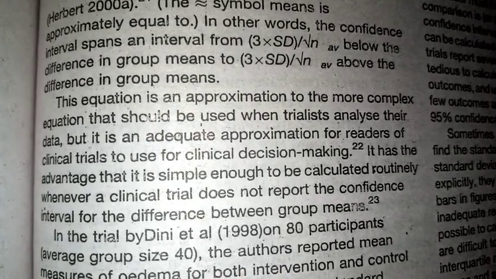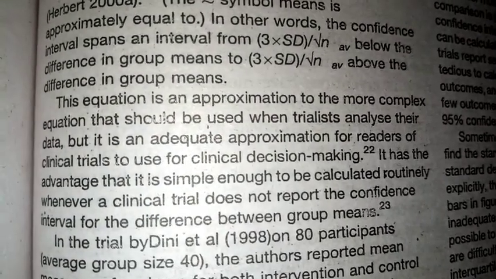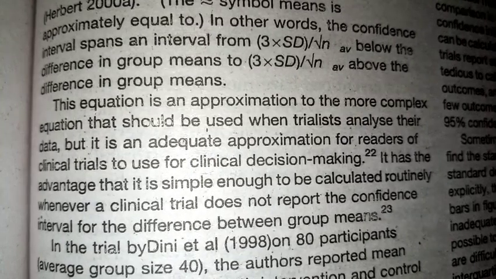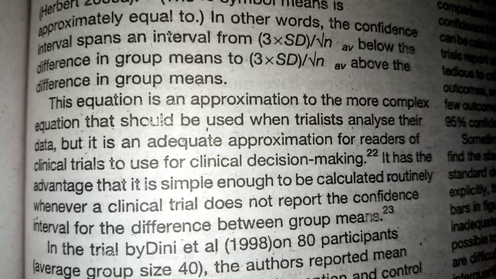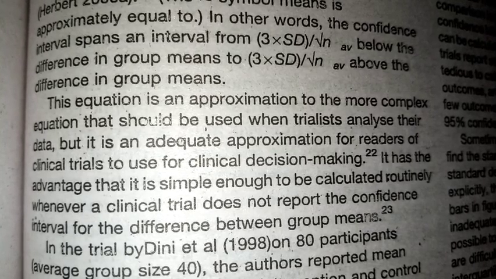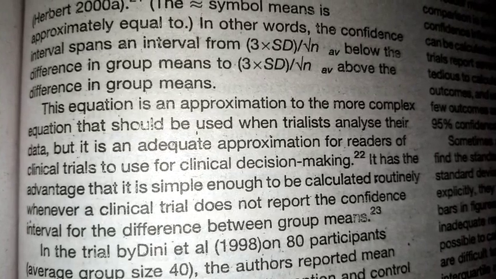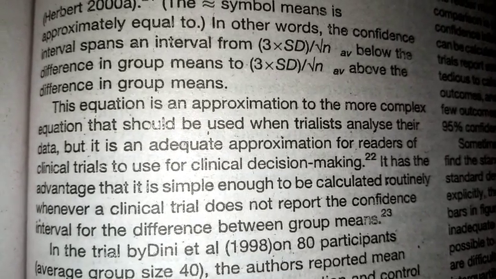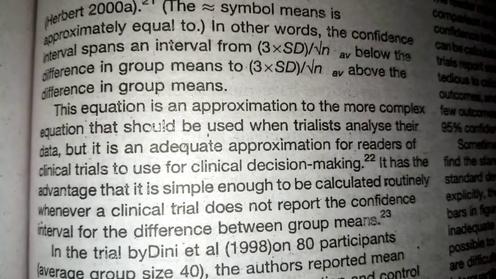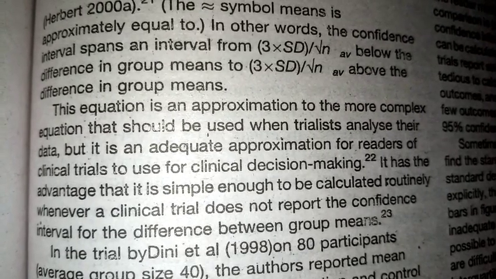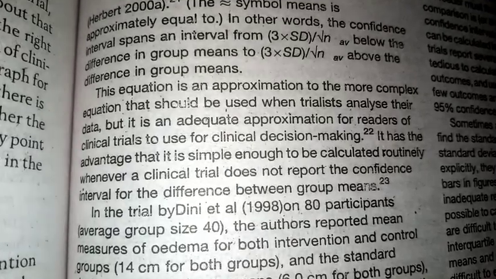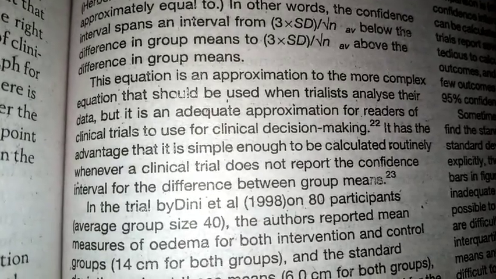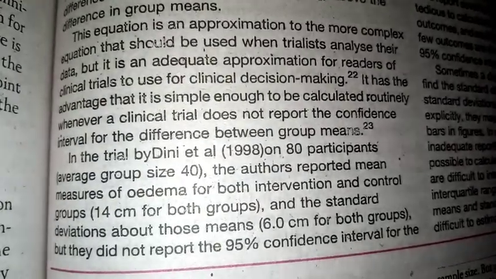This equation is an approximation to the more complex equation that should be used when the trialists analyze their data, but it is an adequate approximation for readers of clinical trials to use for clinical decision making. It has the advantage that it is simple enough to be calculated routinely whenever a clinical trial does not report the confidence interval for the difference between the group means.